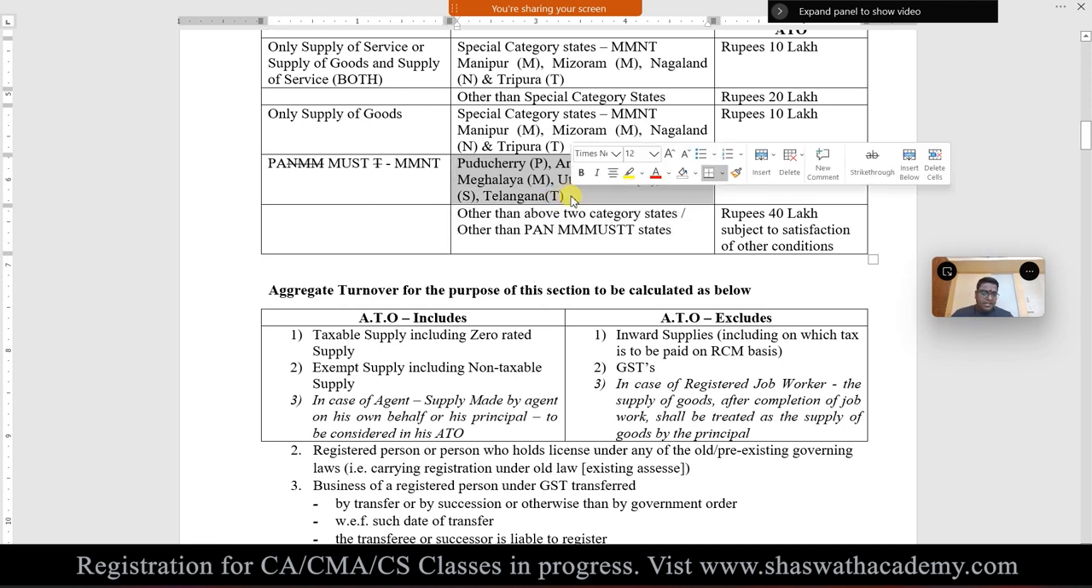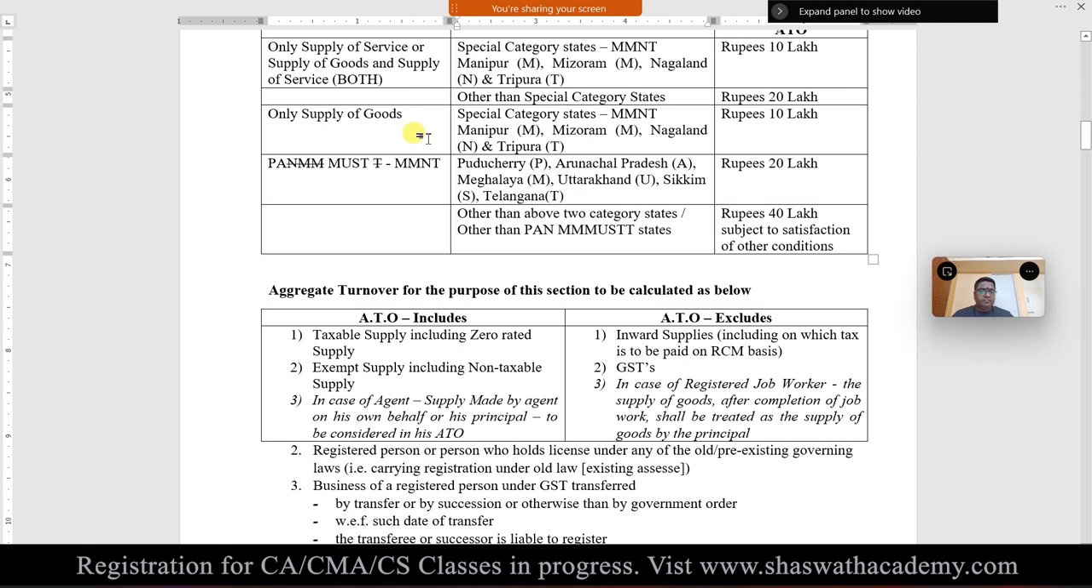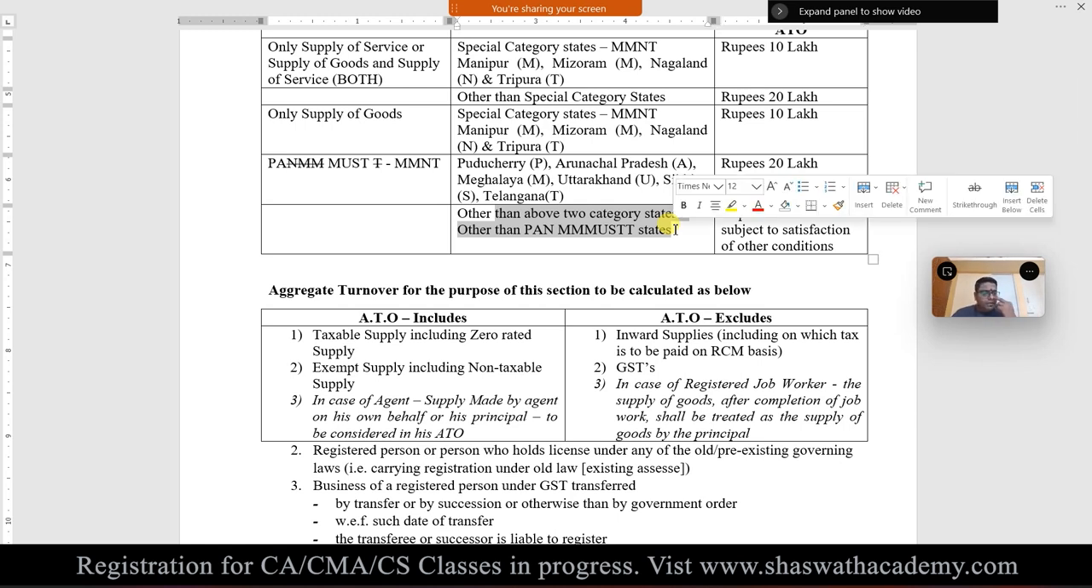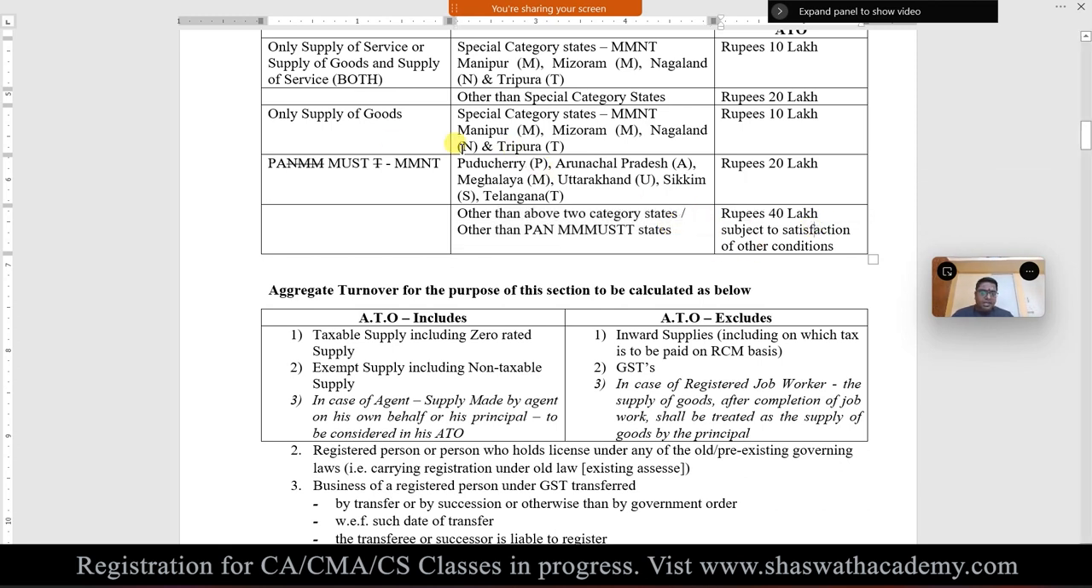In these six states, if you are dealing only in goods, your registration threshold limit is only 20 lakhs. In other states, for example Tamil Nadu, Karnataka, Kerala, Goa, Andhra Pradesh, all these states, if you are dealing only in goods, then your threshold limit is 40 lakhs. But you are supposed to satisfy a few more conditions. What are the conditions?